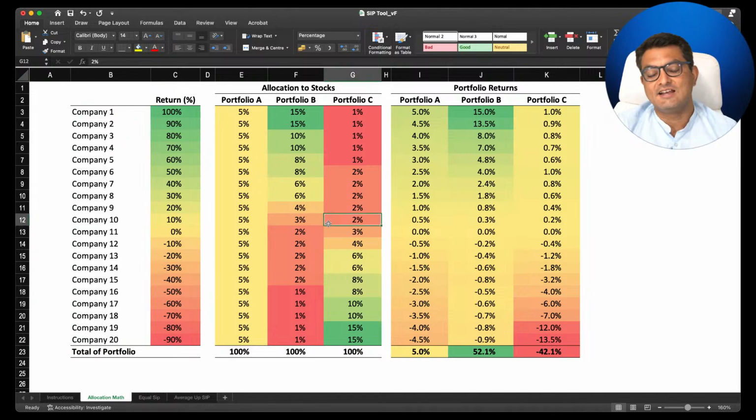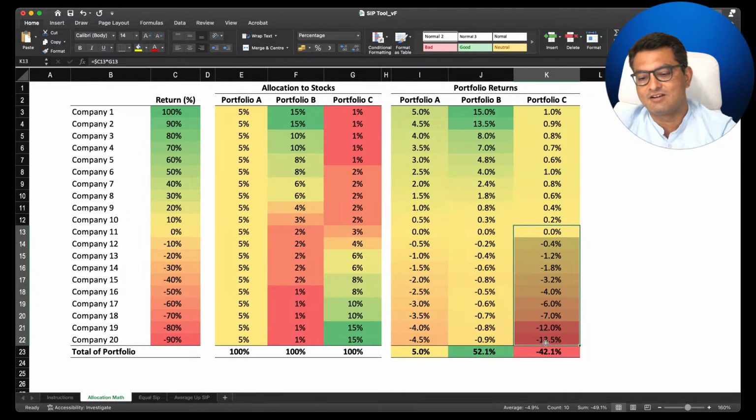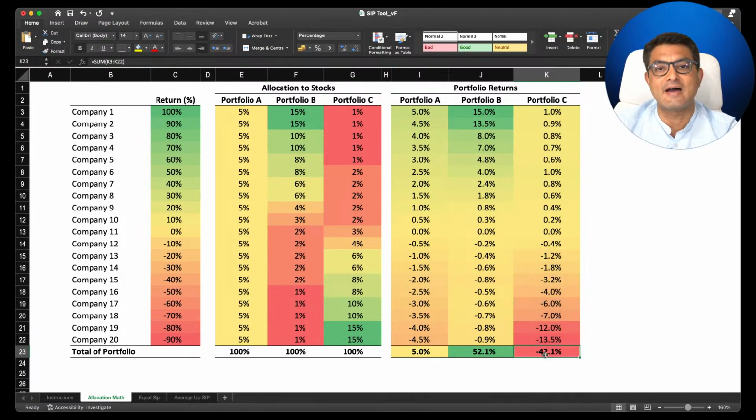Getting it? And if you do the reverse, which is what most people do, this foolishness, what they do is, if the stock starts going downwards, they will add more to it. So all these laggards which are falling, they will add more allocation to them, which is called averaging down. And ultimately those stocks will contribute to heavy negative returns, and instead of a positive 5% return, they are getting minus 42% return.